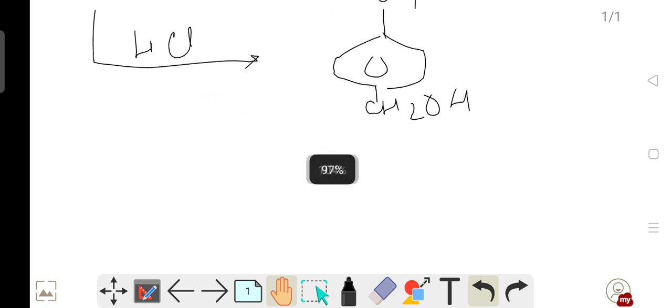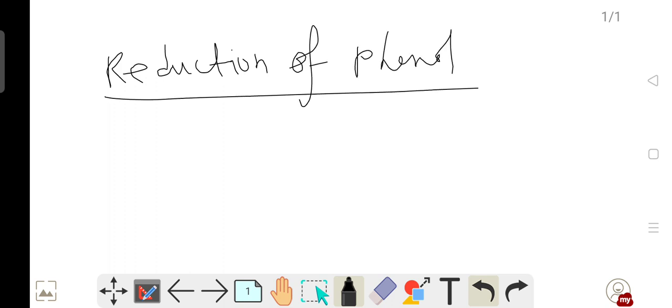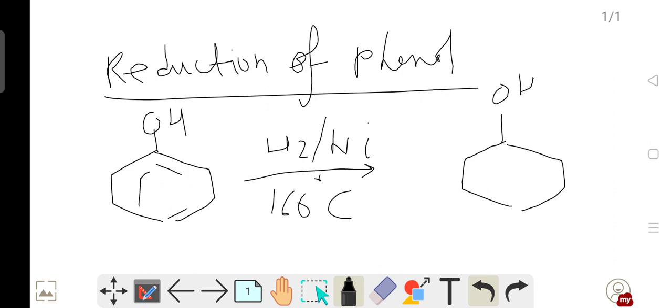Next one, reduction of phenol. In presence of hydrogen and nickel at 160 degrees temperature, all double bonds of the benzene ring are reduced to single bonds. So all these carbon-carbon double bonds will be reduced in presence of hydrogen and nickel, which acts as a reducing agent, and it is transformed into cyclohexanol. So this is the reduction of phenol.